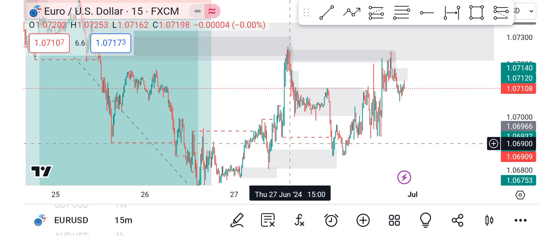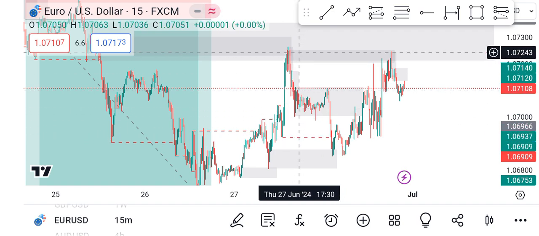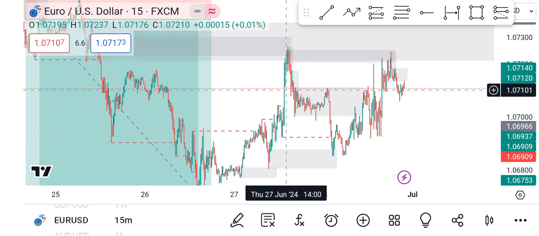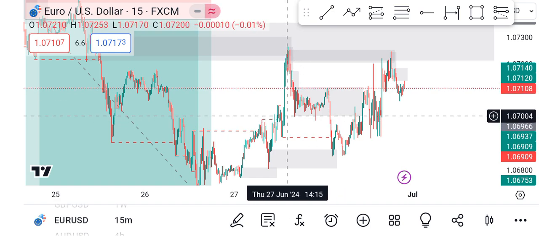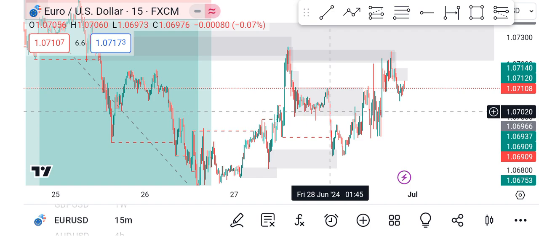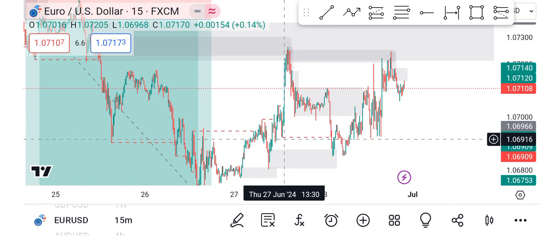You don't need to wait for this low to be broken. You can actually look for a type 2 market structure shift, where there are two market structure shifts. Then you start shorting from there. And you can see we actually now broke the structure here. We had the market structure shift here.